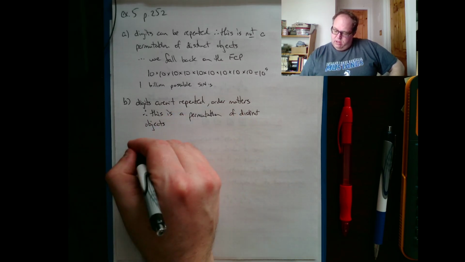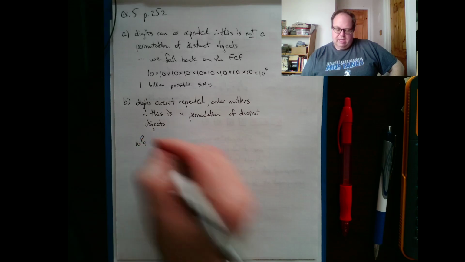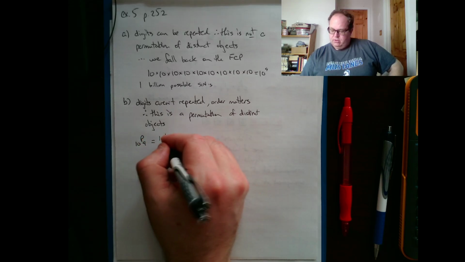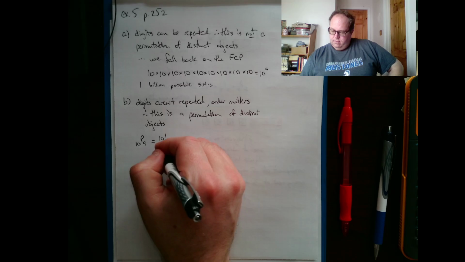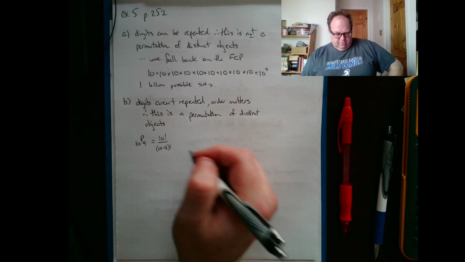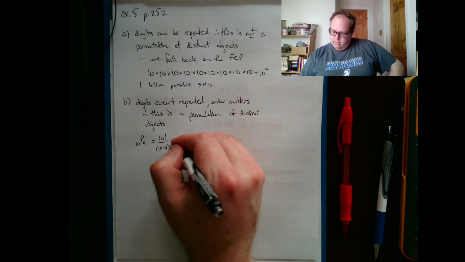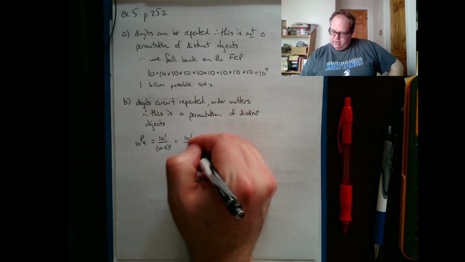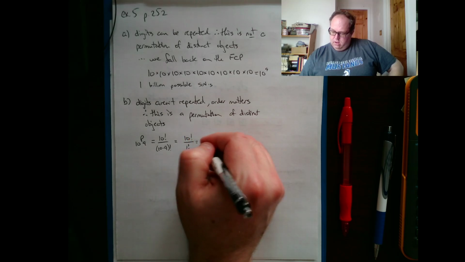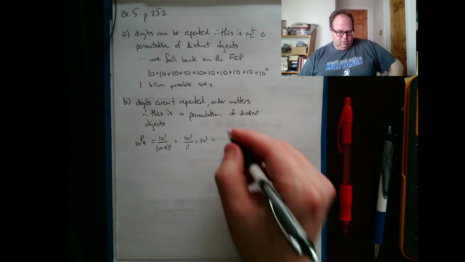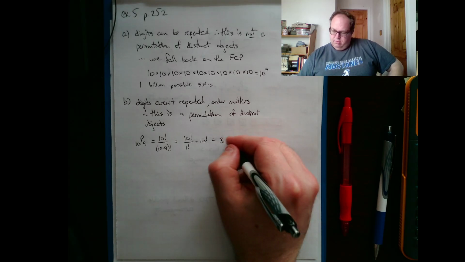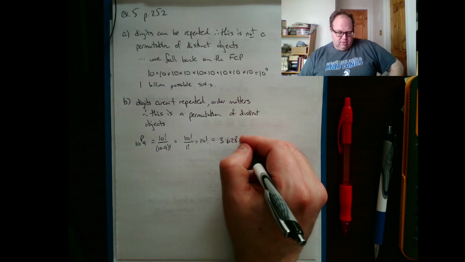And we end up with 10p9, which is 10 factorial over 10 minus 9, which is 9 factorial, which is 10 factorial over 1 factorial. Or simply 10 factorial, which works out to 3,628,800.